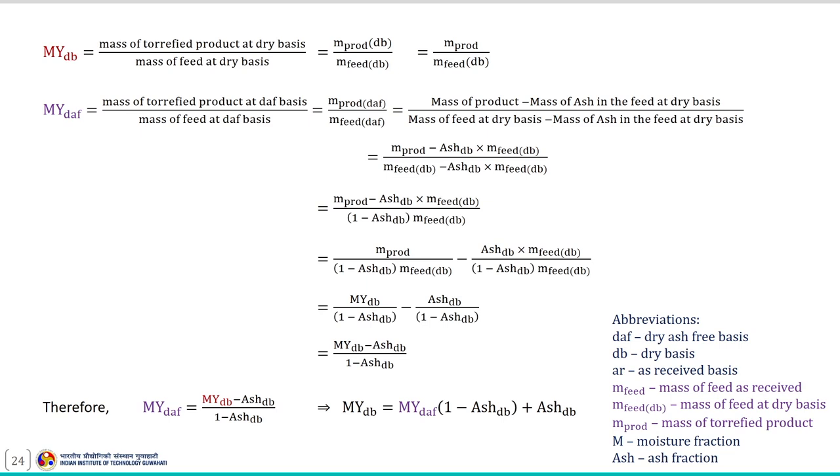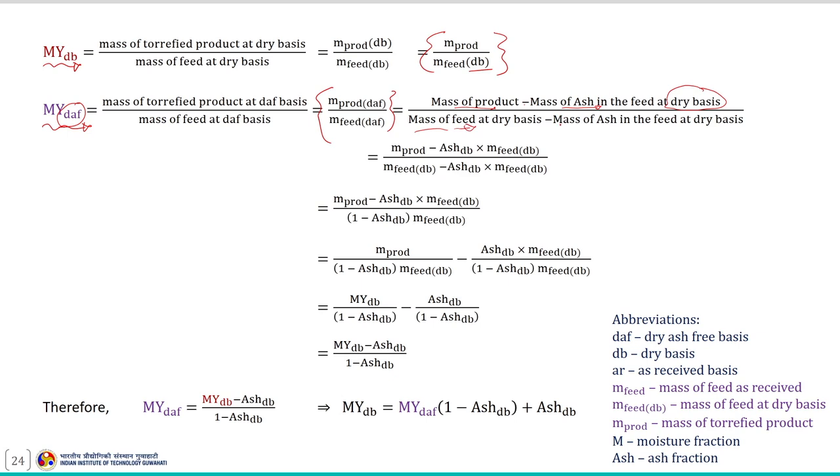Similarly, this particular term can be correlated with the mass yield on dry ash free basis, as we represented this equation in the form of mass of product by the mass of feed on dry basis here. Similarly, the mass yield on dry ash free basis can be represented in this form, and this equation can be expanded in this particular way here, because mass of the product on dry ash free basis can be represented in this form, that is mass of the product minus mass of ash in the feed at dry basis.